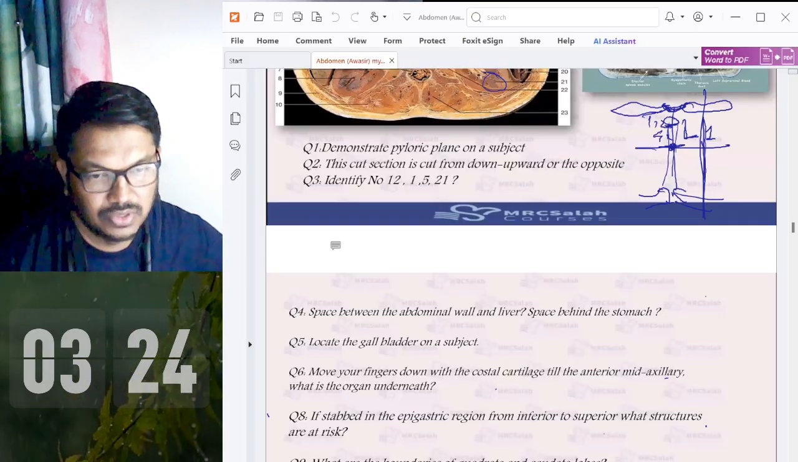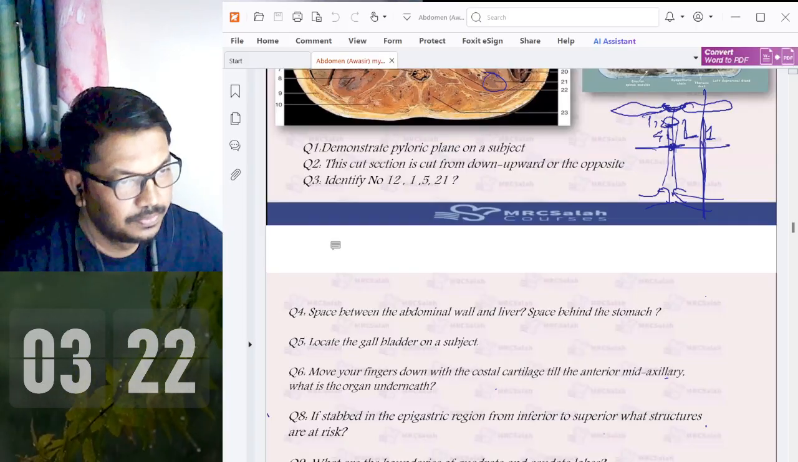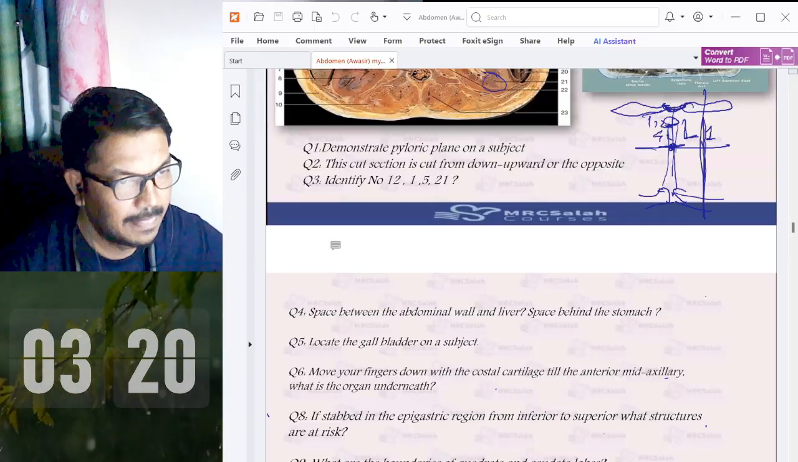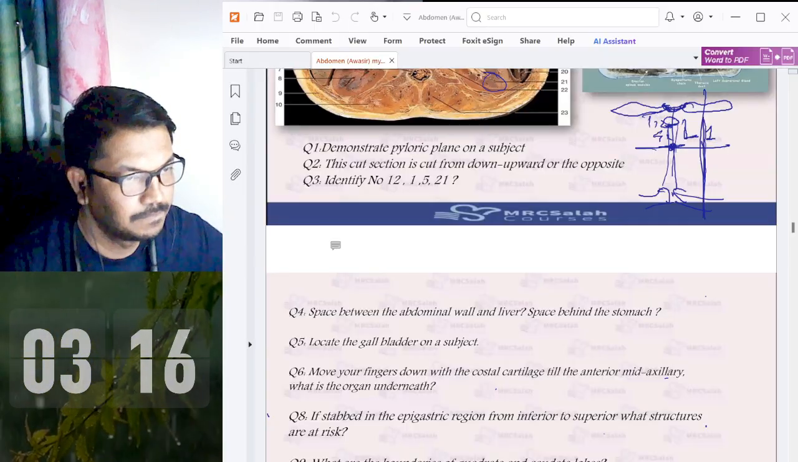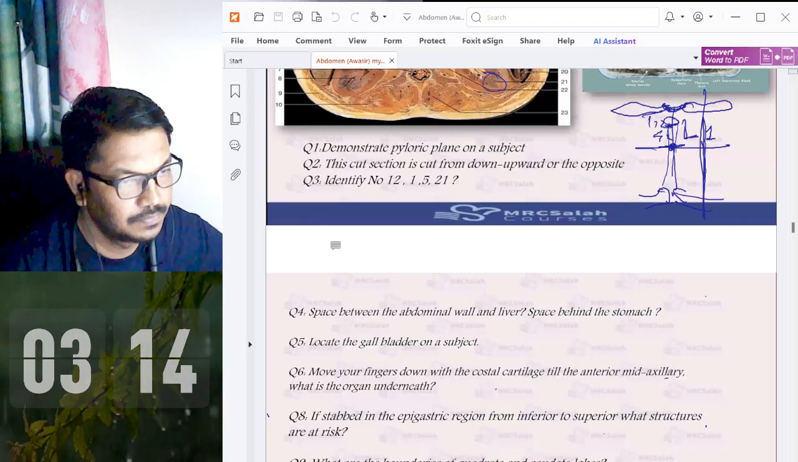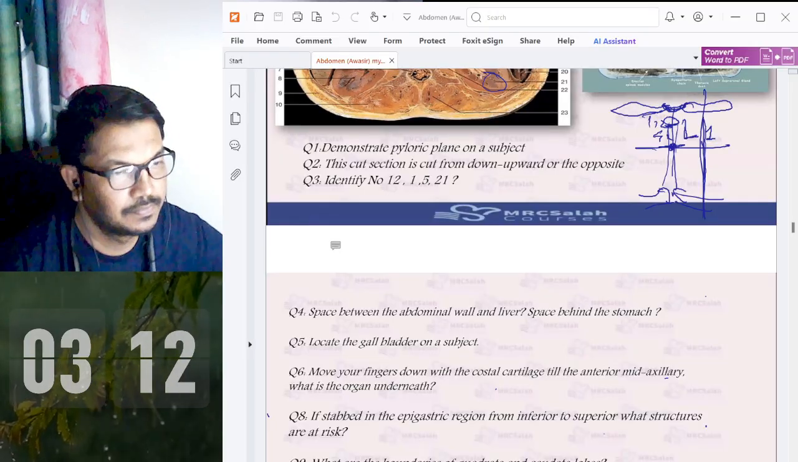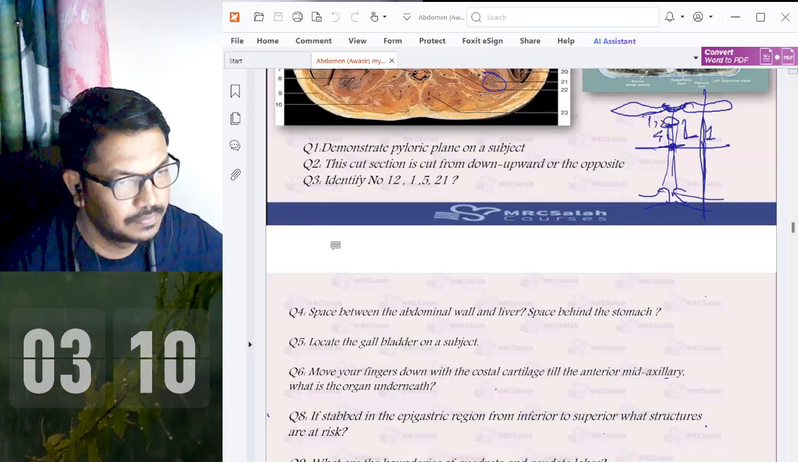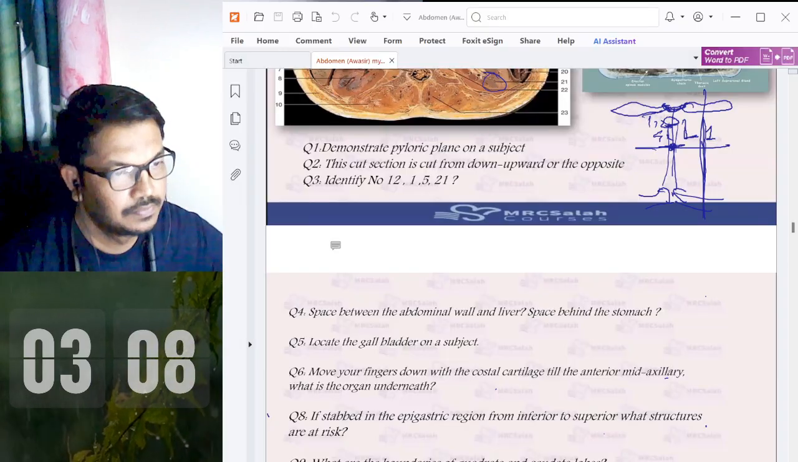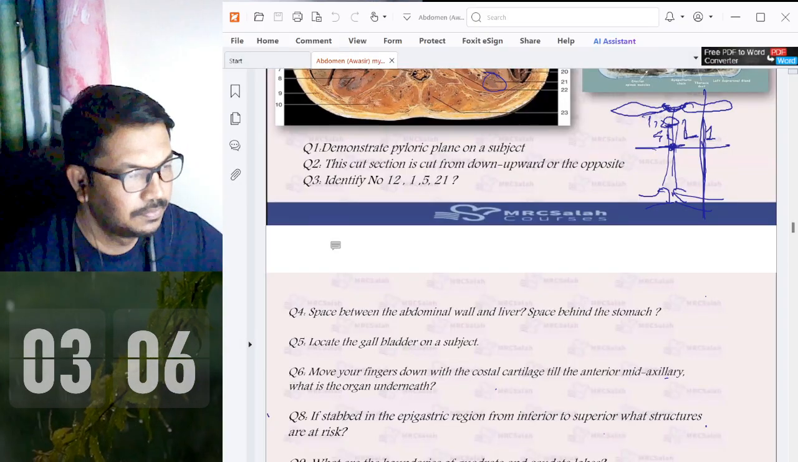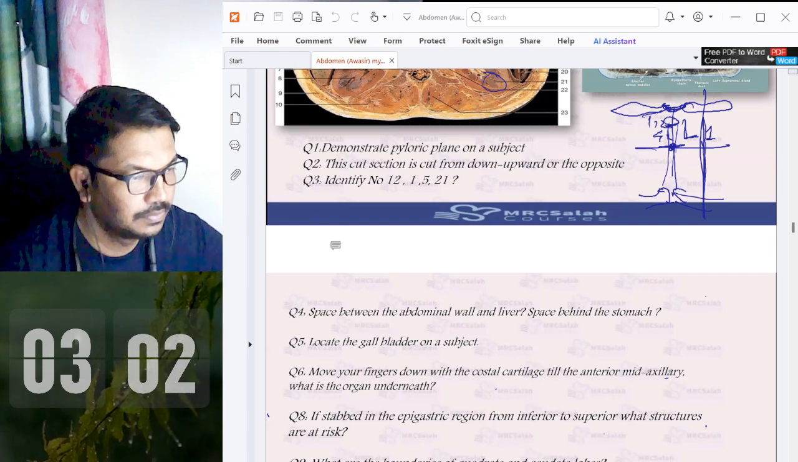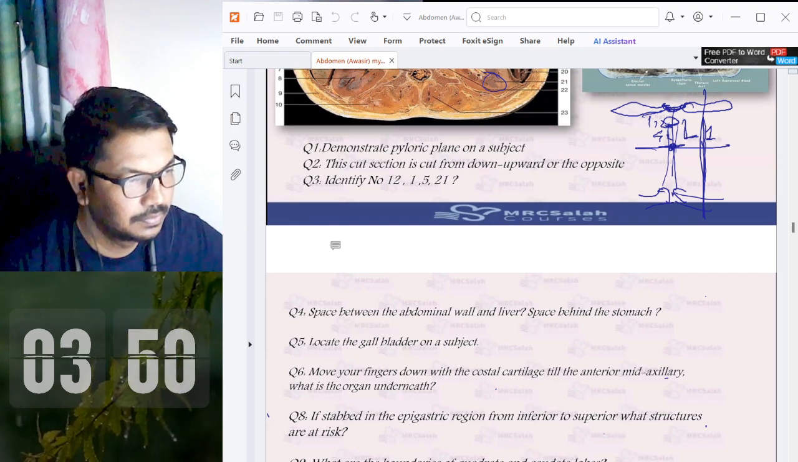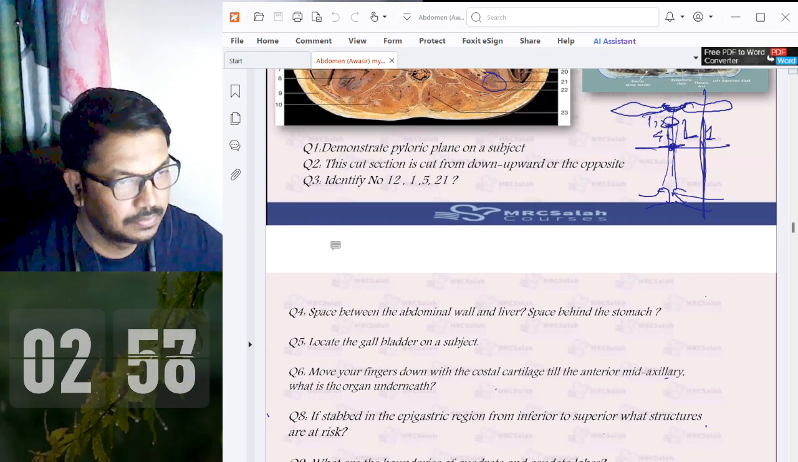What are the boundaries of the quadrate and caudate lobe? Quadrate lobe: right side gallbladder, left side fissure for ligamentum teres, posteriorly porta hepatis, and anteriorly the anterior free margin of the liver. And caudate lobe: the right side groove for inferior vena cava, left side fissure for ligamentum venosum, and inferiorly porta hepatis.